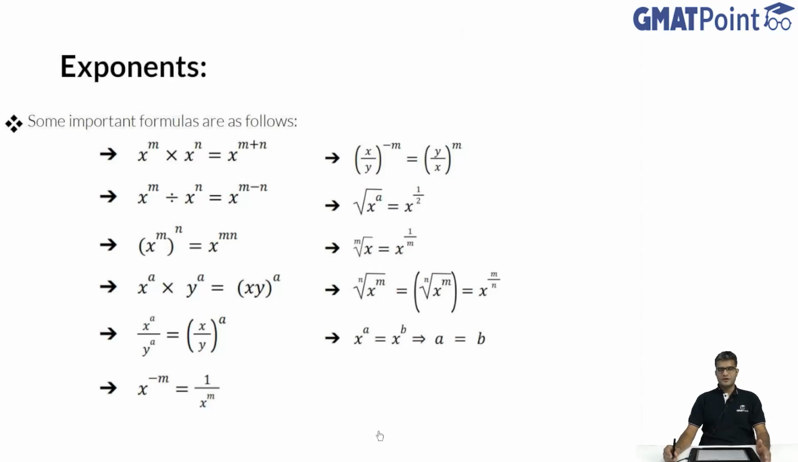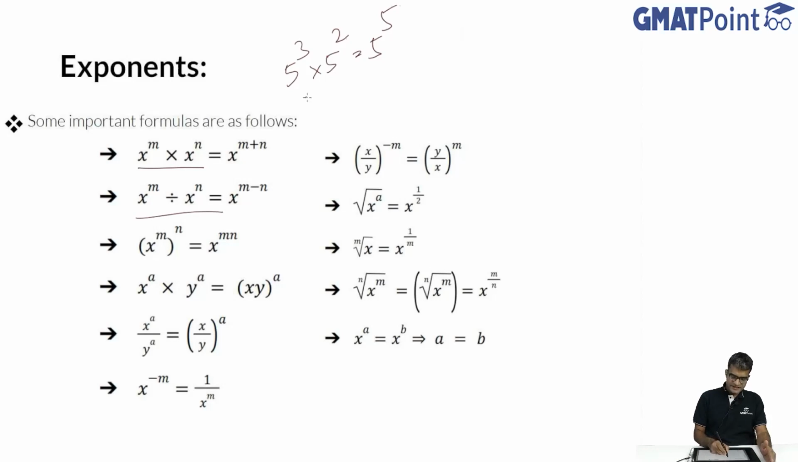In this concept, we'll be looking at exponents. So if you are given the value of x to the power m and x to the power n, the product of x to the power m into x to the power n is x to the power m plus n. That is the value of 5 cube into 5 square is equal to 5 to the power 5, which is 3 plus 2. Similarly, x to the power m divided by x to the power n is equal to x to the power m minus n. That is the value of 5 cube divided by 5 square is equal to 5 to the power 1 or is equal to 5.